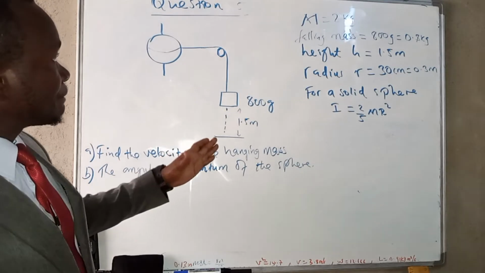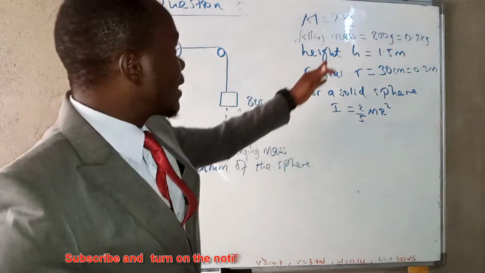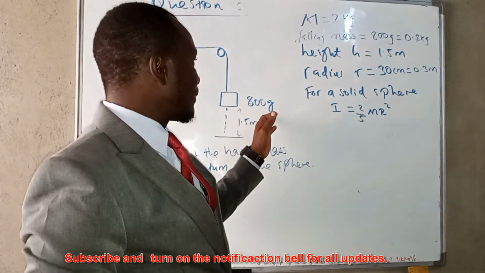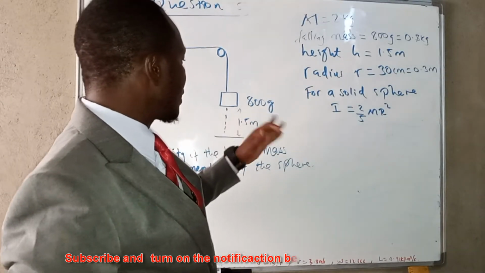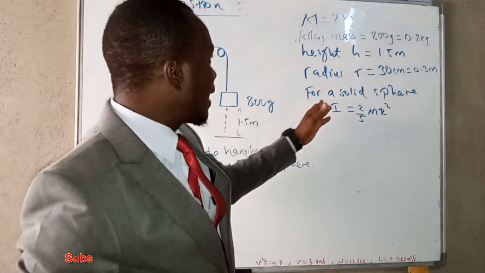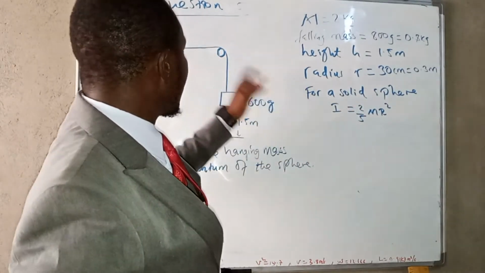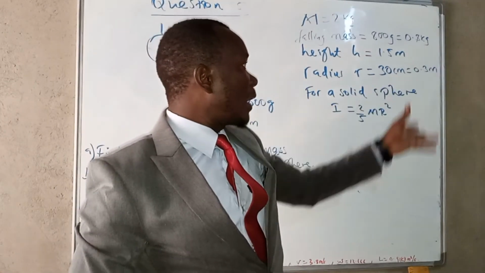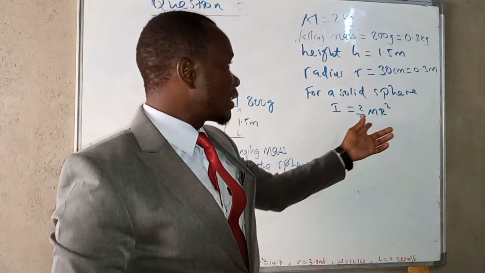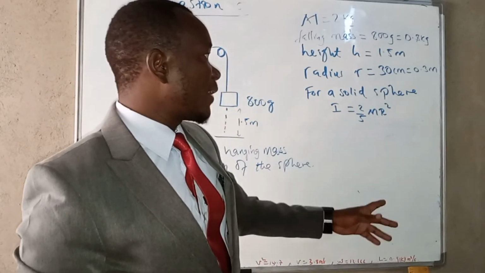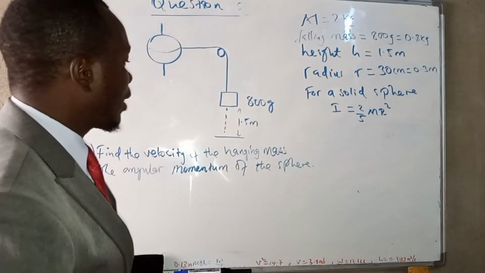The information that we have is: the mass of the sphere is 2 kg, the falling mass is 800 grams, and the height it falls is 1.5 meters. The radius of the sphere is 30 centimeters. For a solid sphere, the moment of inertia is given by 2/5 mr squared. So we are going to proceed as follows.